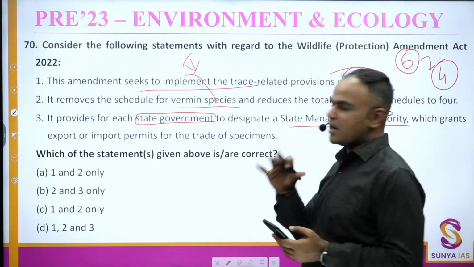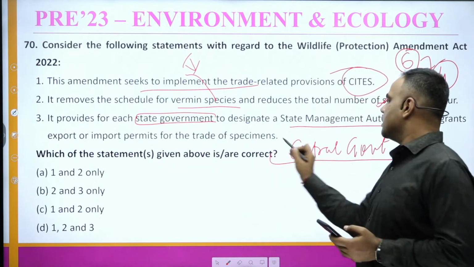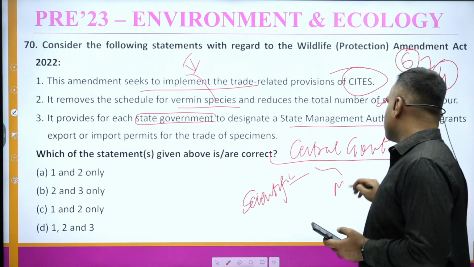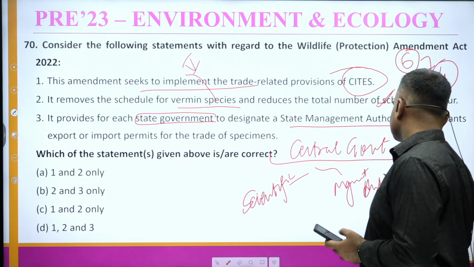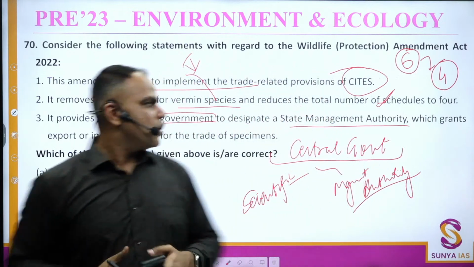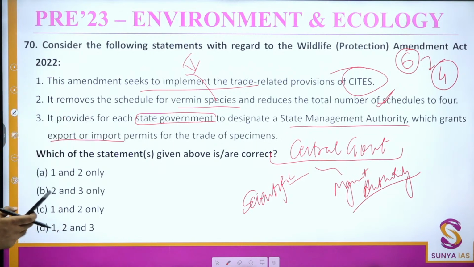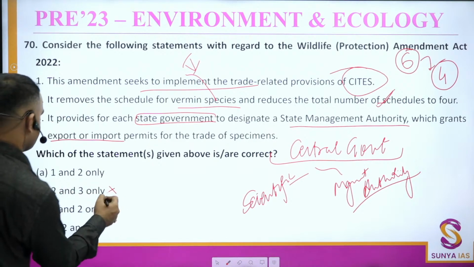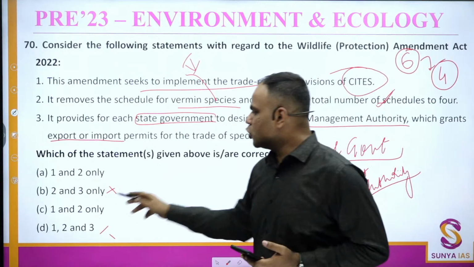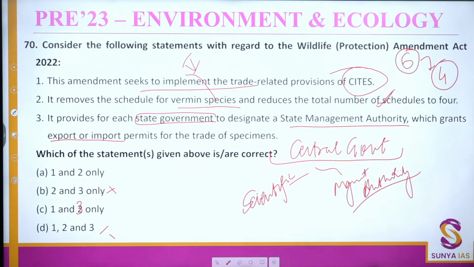Now it provides for each state government to designate a state management authority which will grant import-export permits. Now this is not correct. This permission lies with the central government. So a scientific authority can also be created, and also the management authority. This power lies with the central government and not with the state government, so as to grant the permissions for import and export of the traded species and specimens. 3 is wrong. So for question number 70, I think this should be 1 and 3 only. So we'll go with this. 70, the answer should be A.